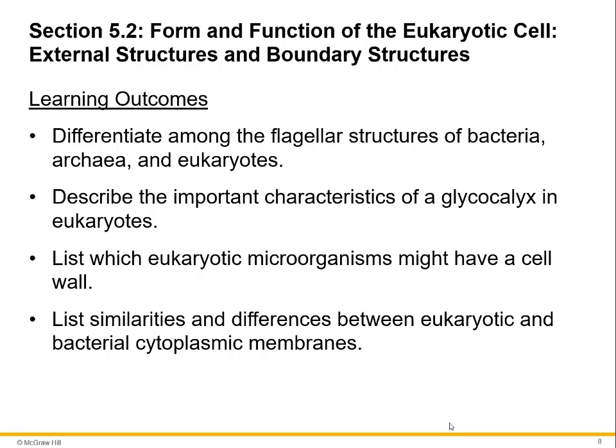Another outcome would be the characteristics of glycocalyx in eukaryotes and the eukaryotic microorganisms, which eukaryotic microorganisms might have a cell wall, and then list the similarities between the eukaryote and bacterial plasma membrane. So again, because we're doing this in the opposite, we may not be able to compare them until later, but those are the outcomes.